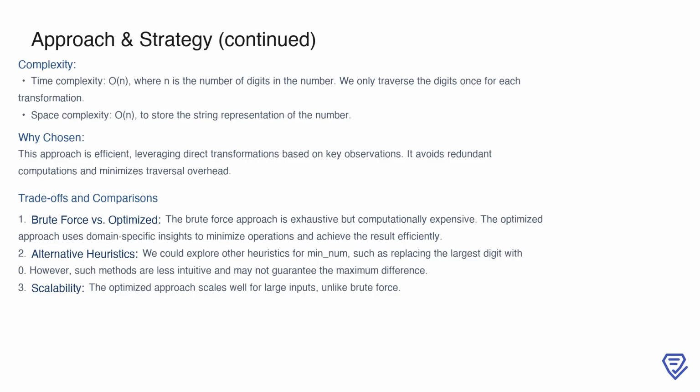By focusing on direct transformations based on specific observations, we avoid redundant computations and minimize the overhead of traversing the digits. Comparing this to the brute force method, the optimized approach is far more scalable and practical for large inputs. Other potential heuristics, such as replacing the largest digit with 0 to minimize the number, could be explored, but they lack the intuitive guarantee of achieving the maximum possible difference. This makes the chosen approach both efficient and reliable.